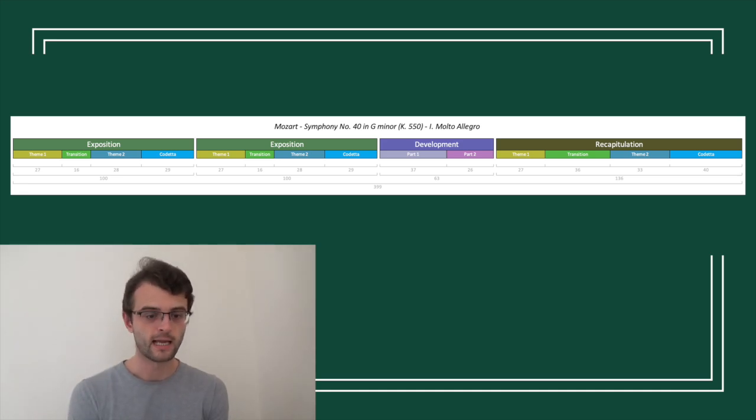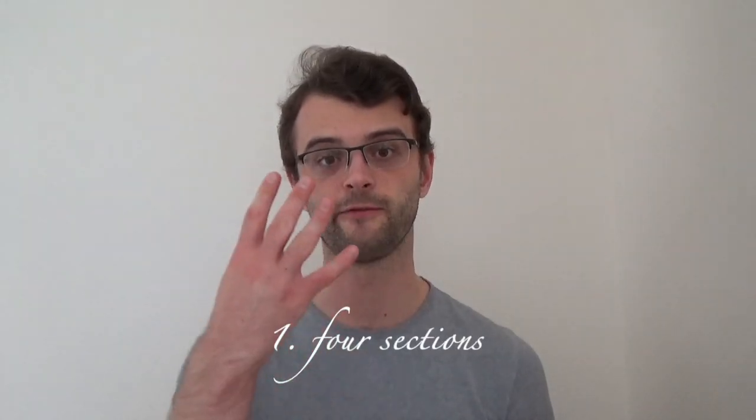Having looked at this piece, and having looked at others, I think my key takeaways are these. Firstly, that Sonata-Allegro form routinely contains 4 sections.